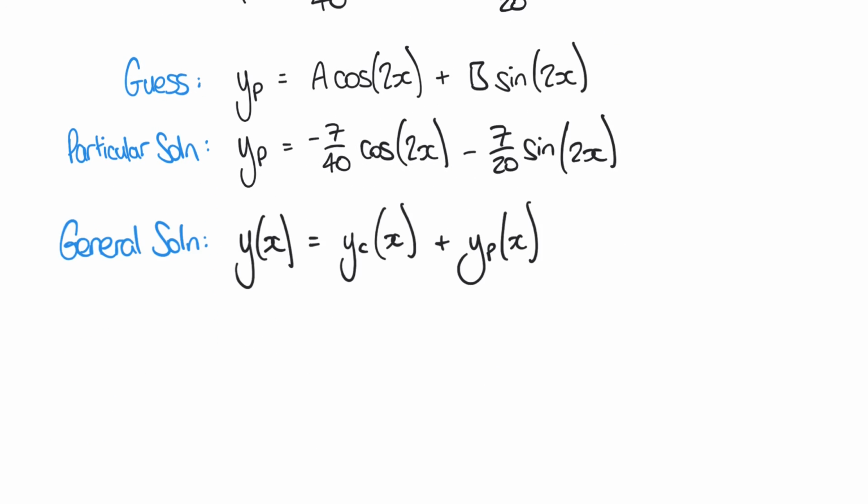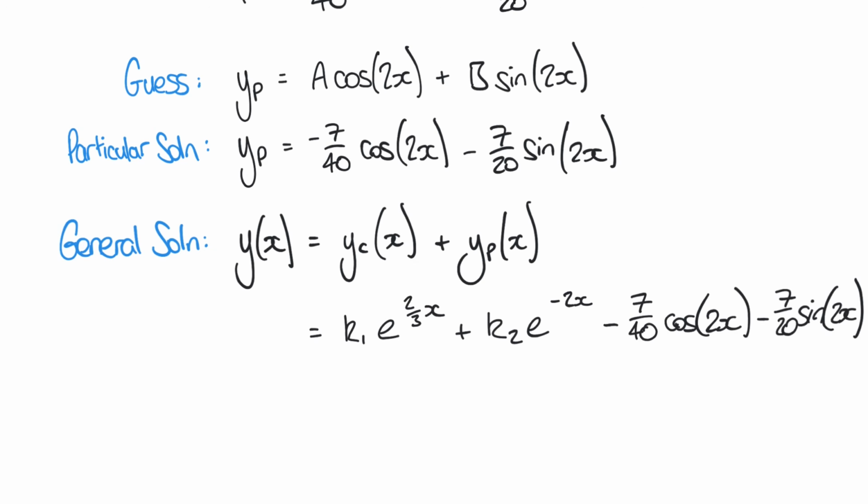And again, remembering that simple little step at the end, our total general solution for this equation, we stitch together the complementary solution and the particular solution. The complementary solution, same as before, we have that there, and we're adding what we've just found for the particular solution on the end. In this case, it will be minus 7 over 40 cos 2x minus 7 over 20 sine 2x to give the complete general solution for our third example.